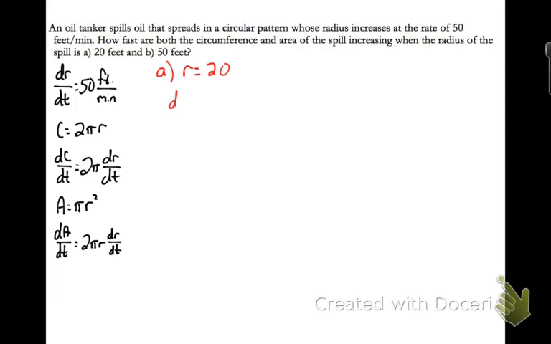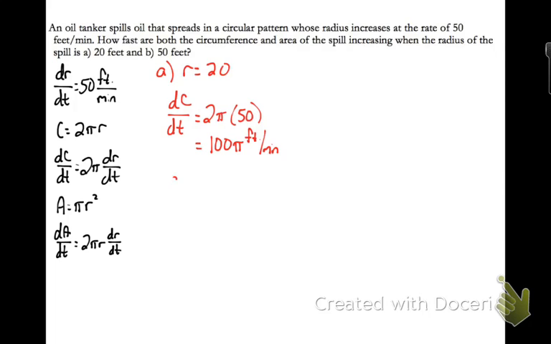So, dC/dt is equal to 2 pi times whatever dr/dt is, and in this case it's 50. So, the circumference is changing by 100 pi feet per minute.